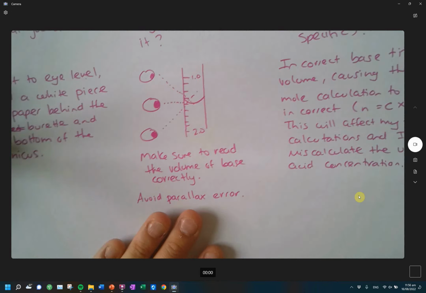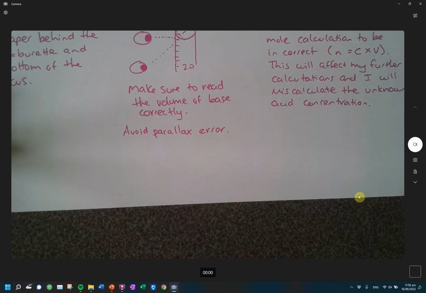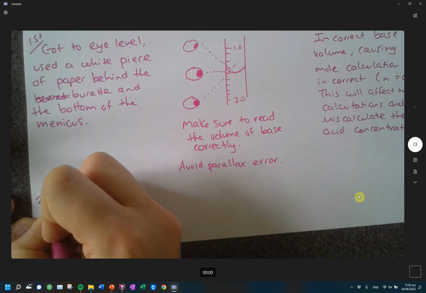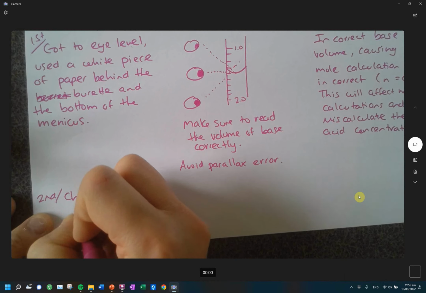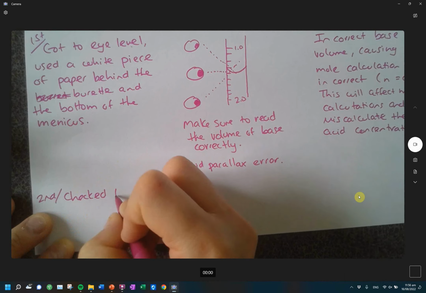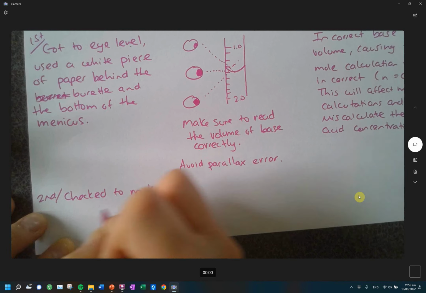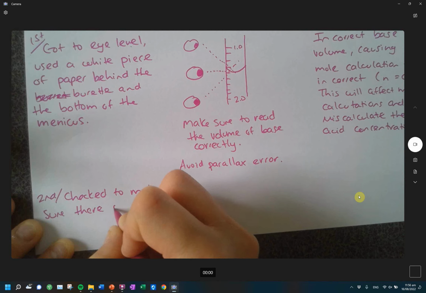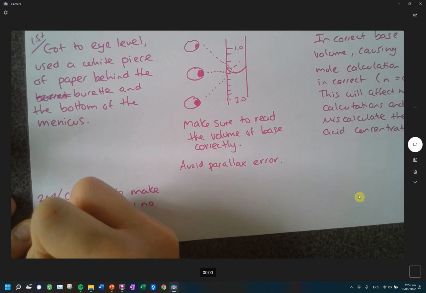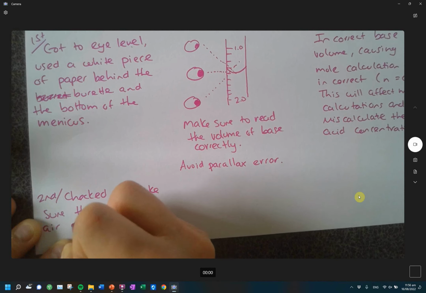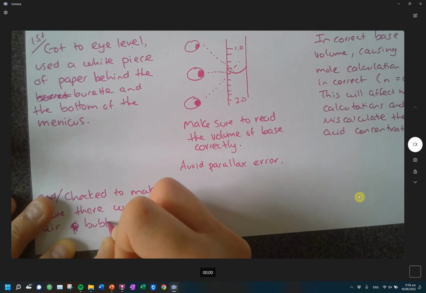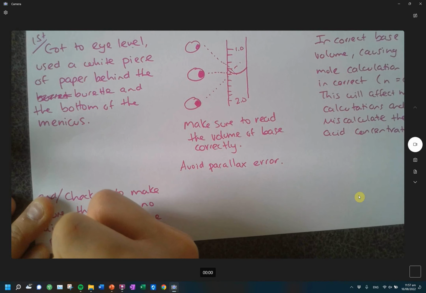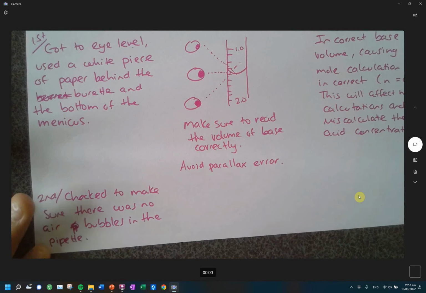The next one requested was checking that there are no bubbles in the pipette. So that's my second one, let's say I talk about. So I checked to make sure there were no air bubbles in the pipette. Don't worry, I will scan all of this, and it is recording.